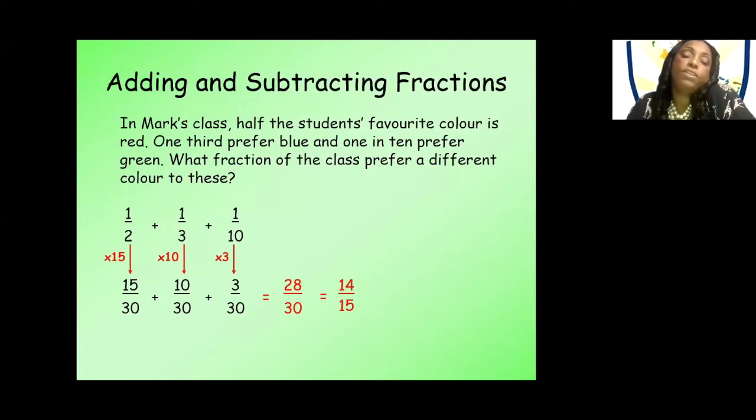Look at 28 over 30. Can somebody tell me something about that fraction? I'm going to give you 1 second. Good stuff. That can be simplified. Okay, that can be simplified. And remember, it doesn't change the value of the fraction because it's an equivalent, meaning that it is an equal fraction.